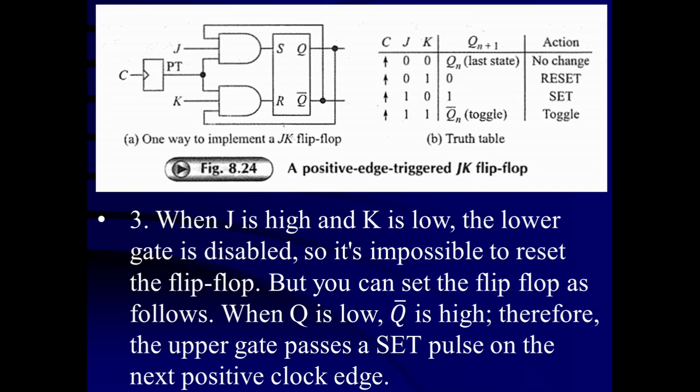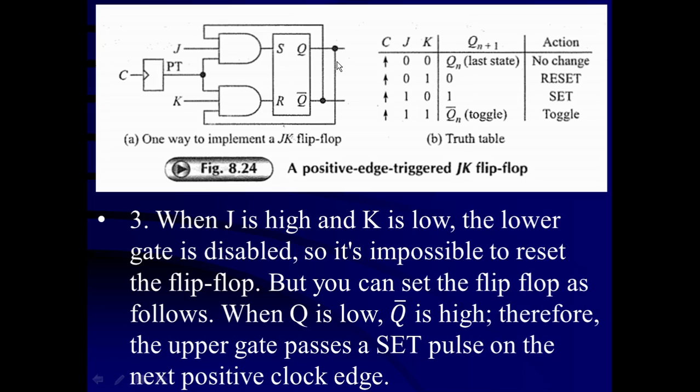If the flip-flop is already reset, Q is going to be 0 and Q bar is going to be 1. That means Q bar, one of the inputs of the upper AND gate, is going to be 1, and the J input is also 1. When the next positive edge of the clock pulse occurs, all three inputs become 1. So S becomes 1 and R is going to be 0, which is a set condition for the flip-flop, and the flip-flop is going to be set. So Q will change from 0 to 1.